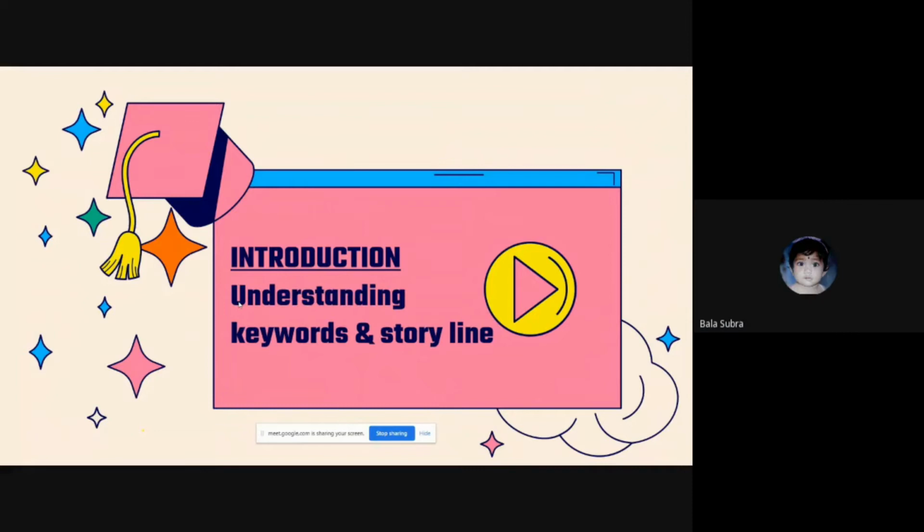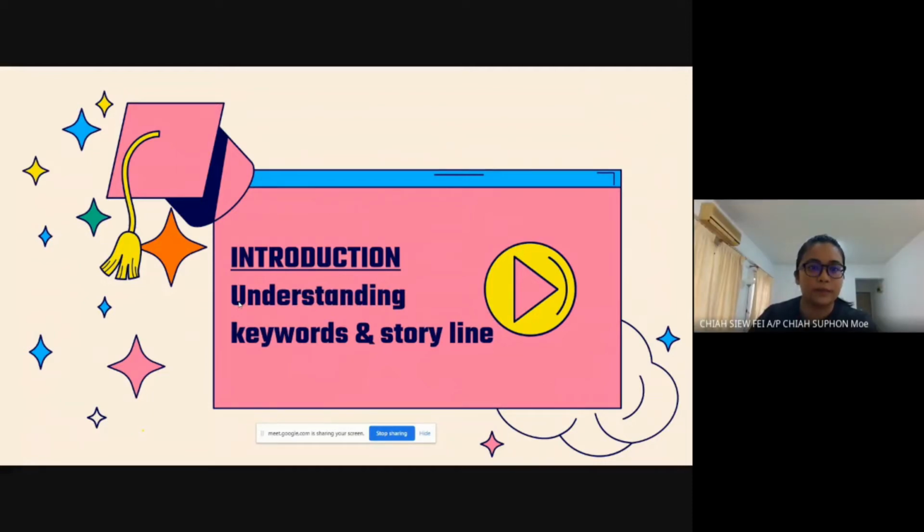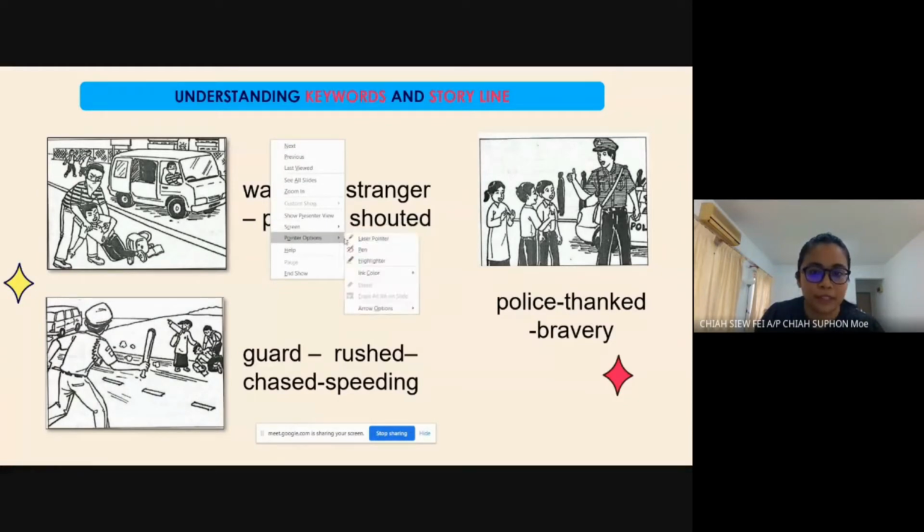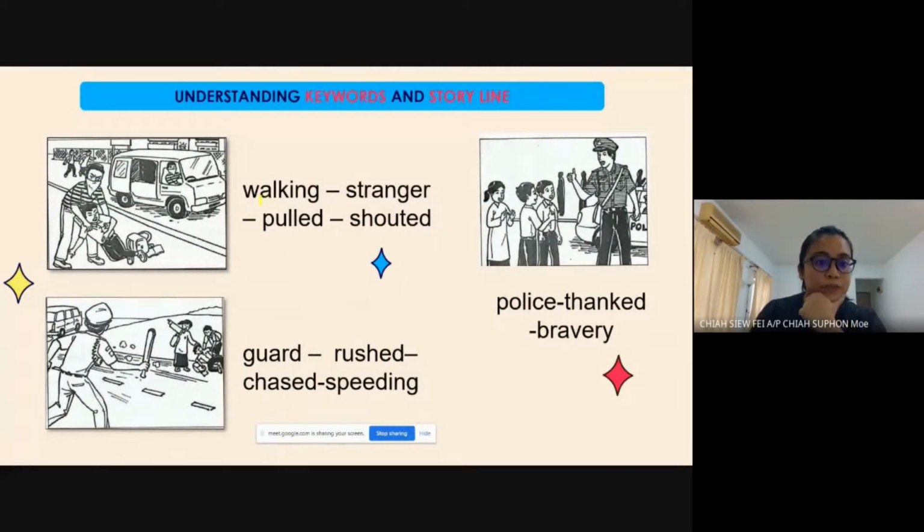So let's look at the question that we have today. This is the material that I have come up with. Imagine that you have been given these questions in the exam. So you look at the questions given to you, and the first thing that you need to do is look at the picture and try to understand what happens in the picture.